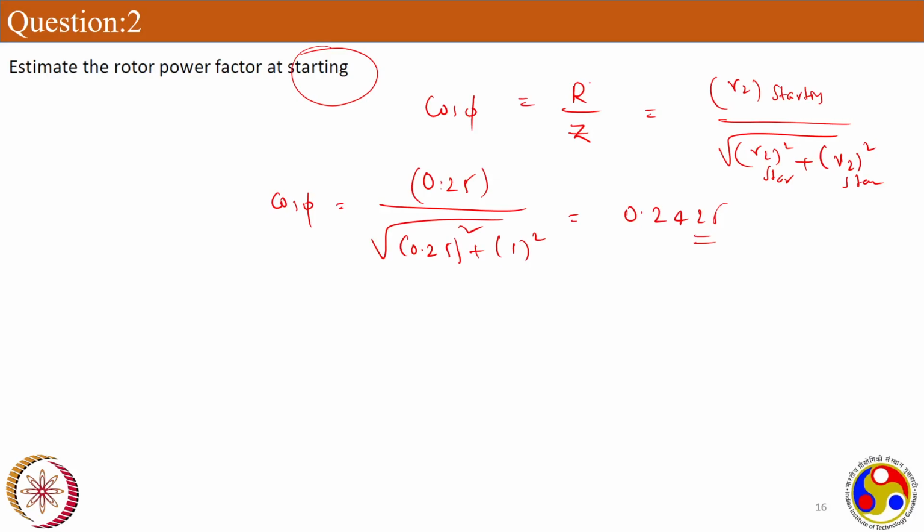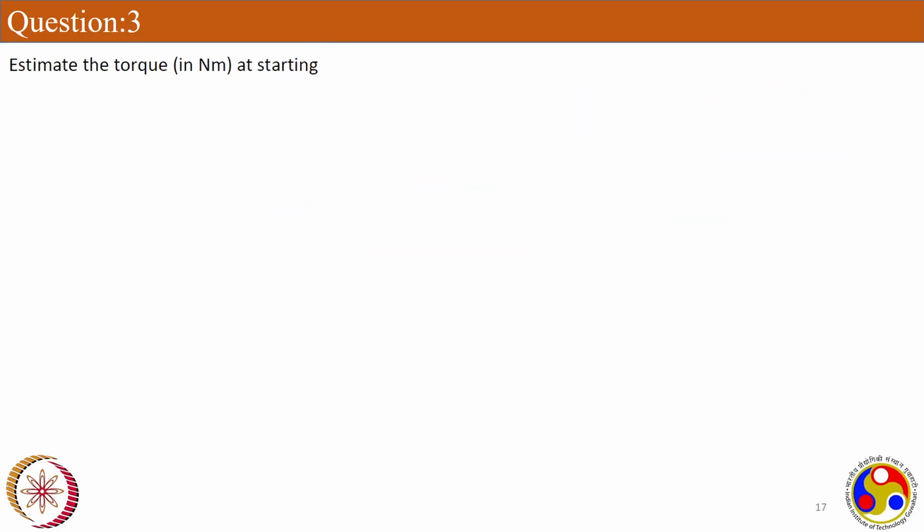Usually to improve this power factor at the starting, what will people do? There are some good starting methods, and also external resistance they will add to the rotor at the starting so that it will be improved. That we will discuss clearly next week. But I'm just giving an introduction of how people can improve the starting power factor. Okay, this is simple substitution again.